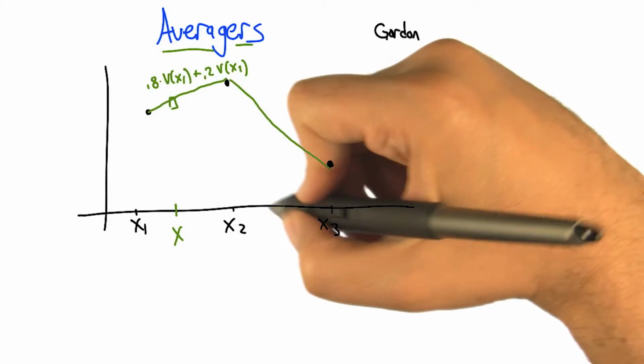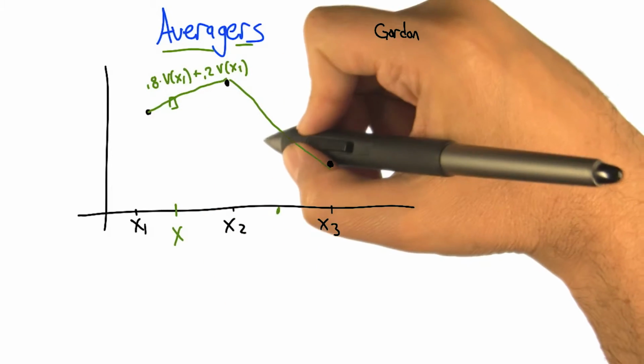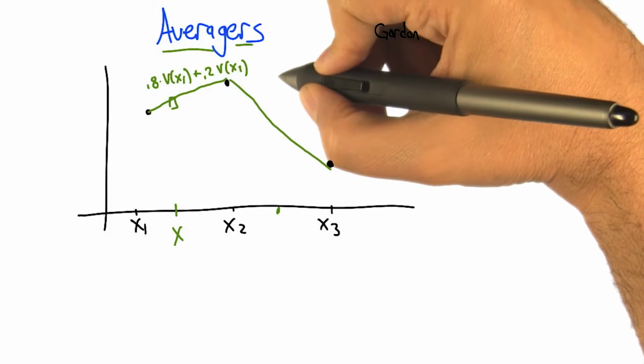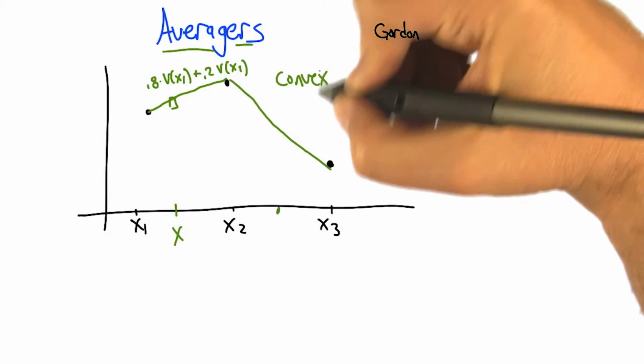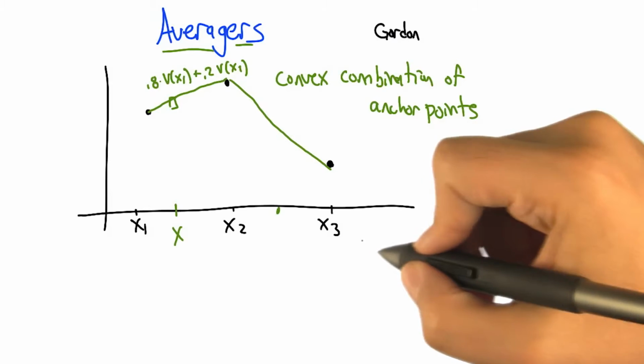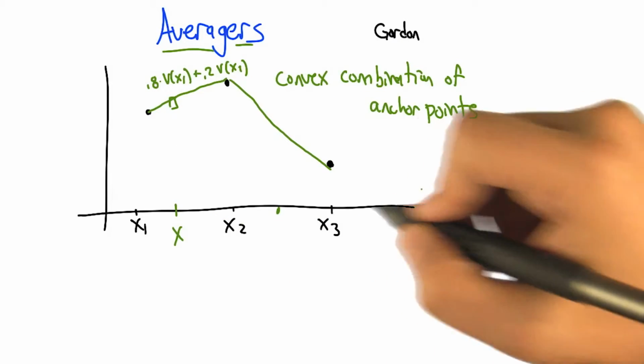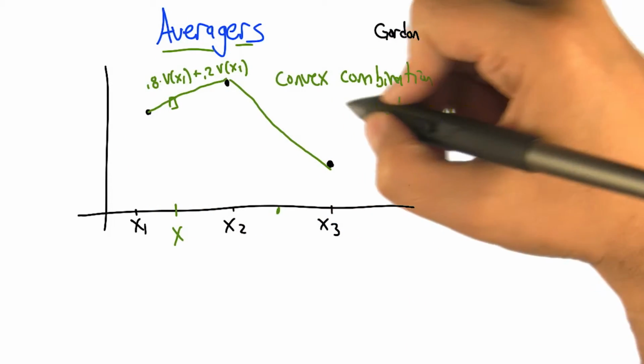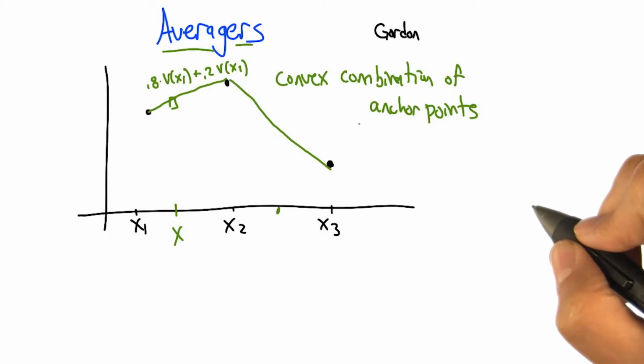any point that we want to define, we define as a convex combination of the anchor points. The anchor points are the ones that we get to set as free parameters, and the value at any other state needs to be expressible as a convex combination of the anchor points.